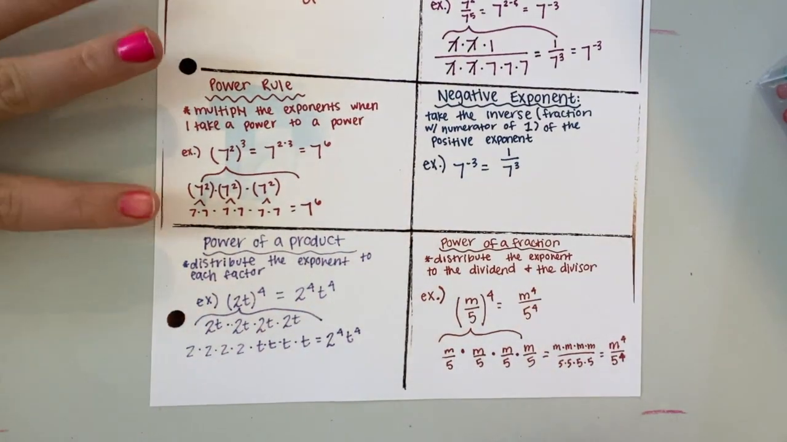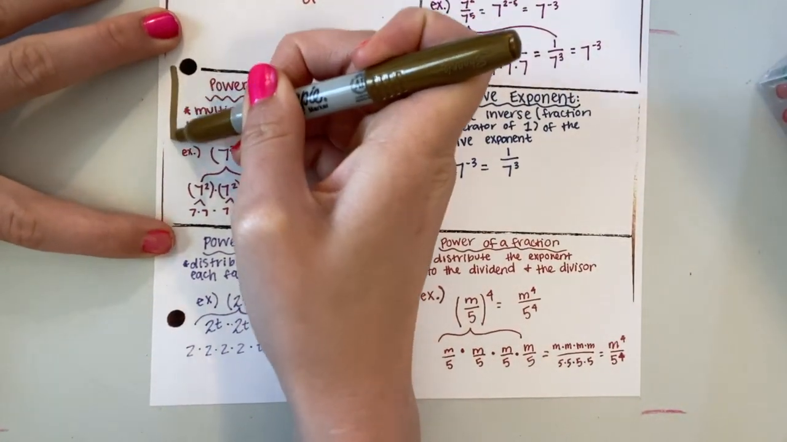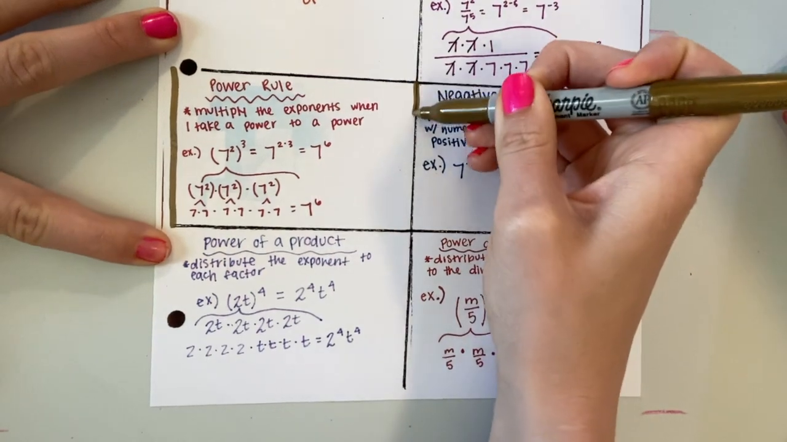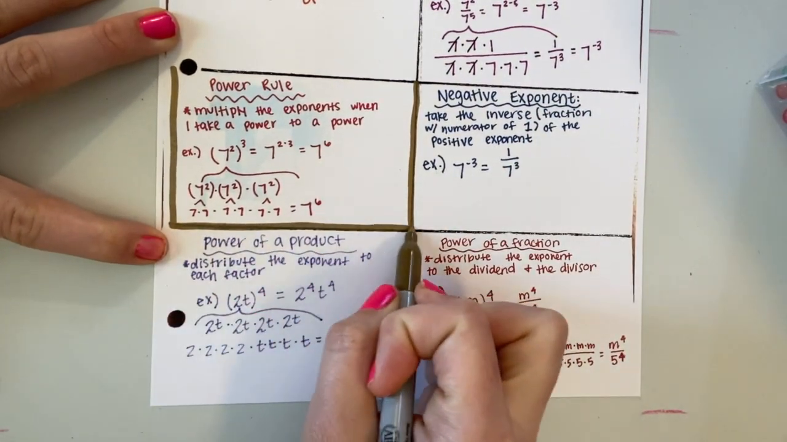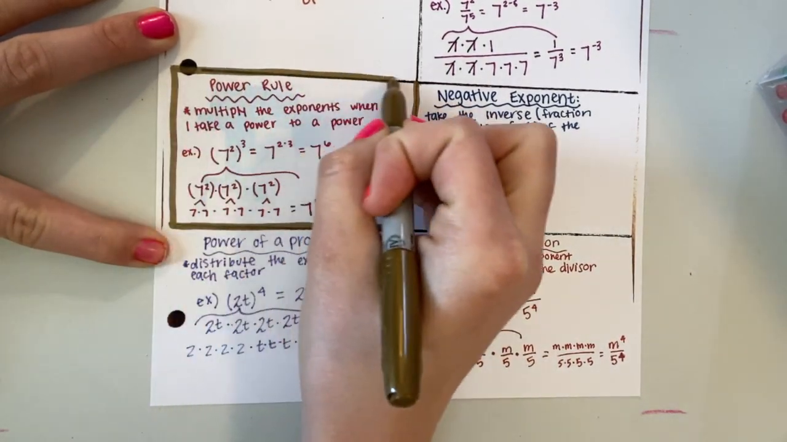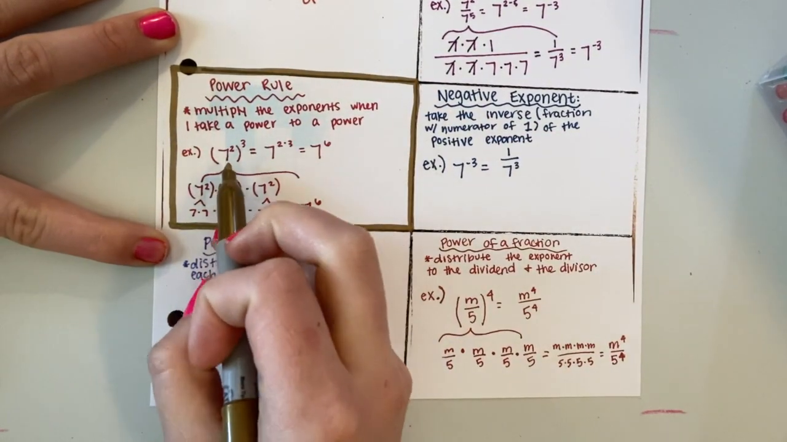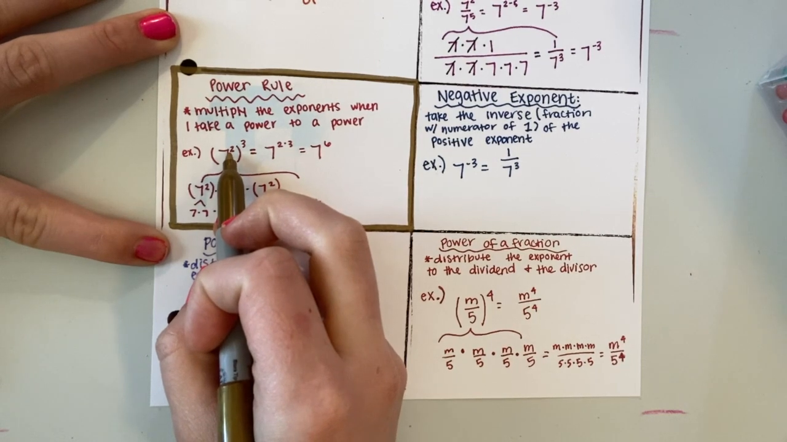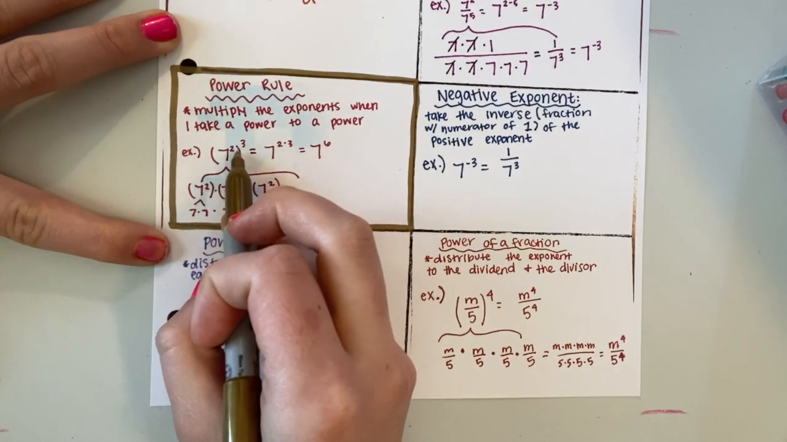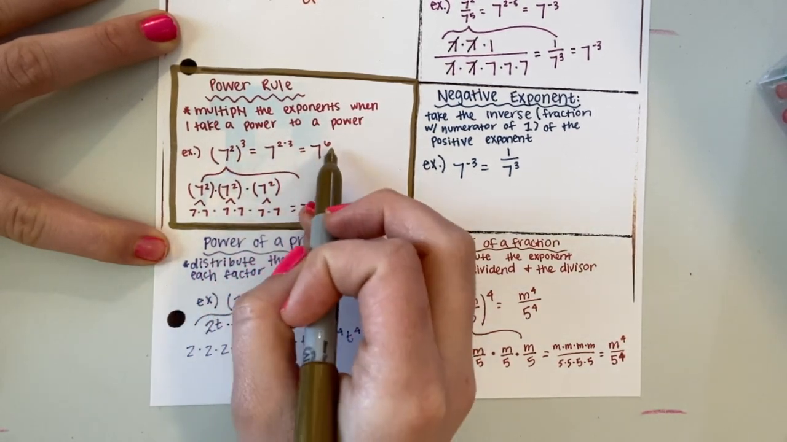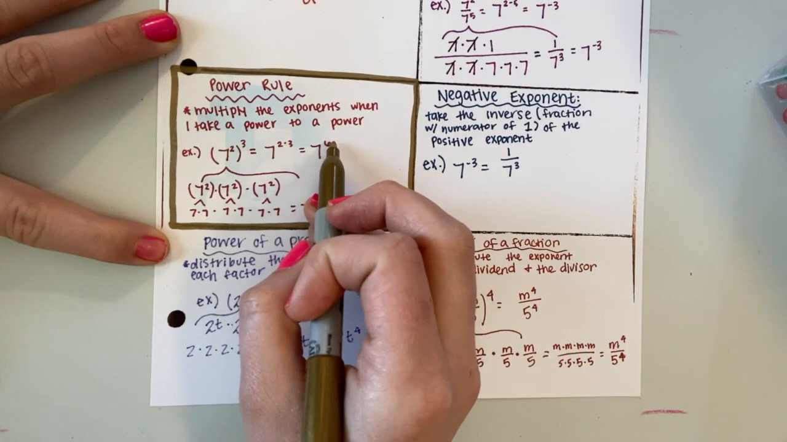The next two we do need to memorize. So, a power raised to a power, you do multiplication. So, if I have 7 squared cubed, that just means I need to multiply the powers by one another to get my new exponent.